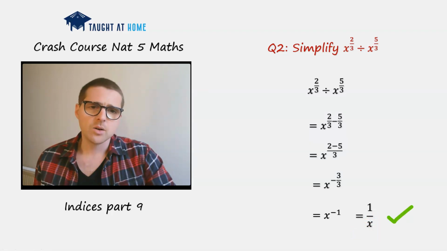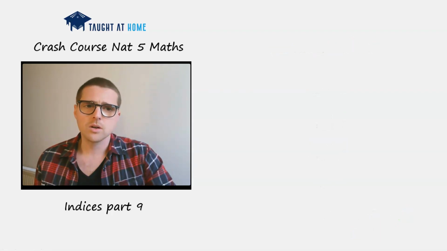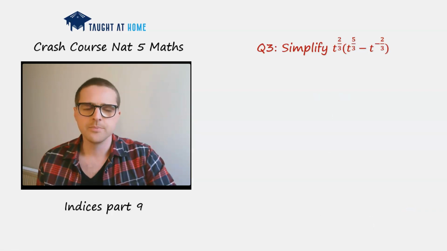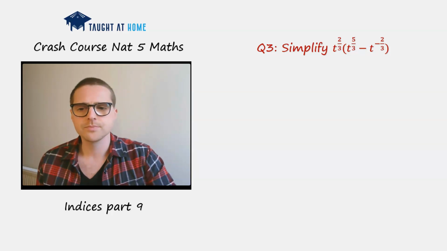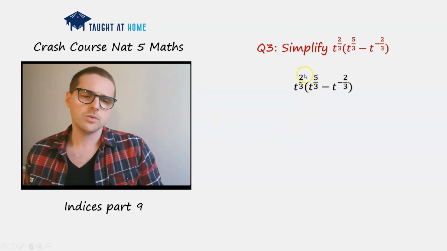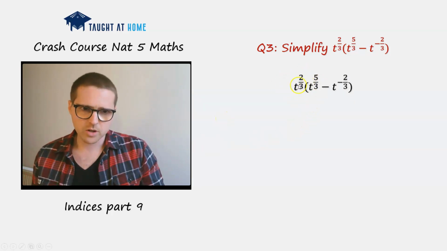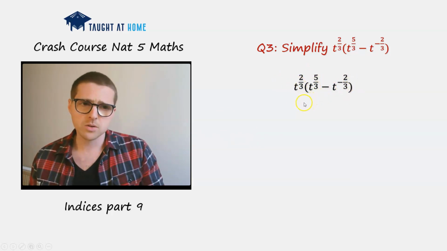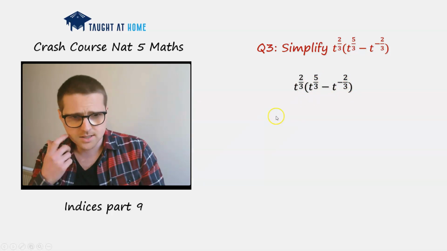Okay, and now let's go to question 3. Now this is tricky, so we're going to take this very slowly. So follow along, pause, rewind if you need to. So let's simplify this. Now what I can see first of all is we're going to have to expand the brackets, so we're going to multiply this term with each of these individual terms, which means we're going to have to add or subtract the indices.